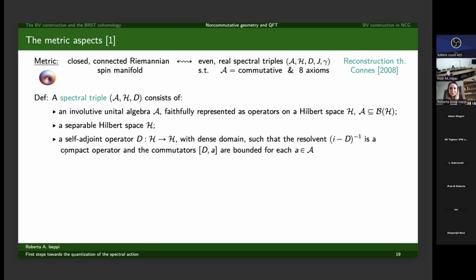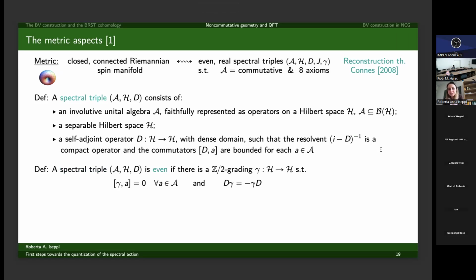Here I'm just recalling the definition of a spectral triple. The first element is an algebra, an involutive algebra. The second element is a Hilbert space, and my condition is that the algebra should be represented faithfully as bounded operators over this Hilbert space. And the third ingredient is a self-adjoint operator D over H, from H to H, satisfying a few conditions of some kind of analytic regularity.